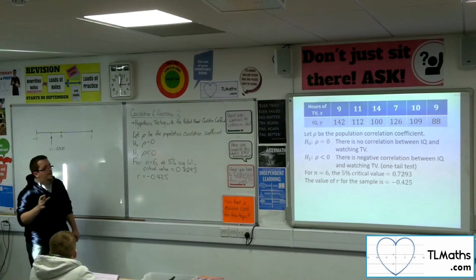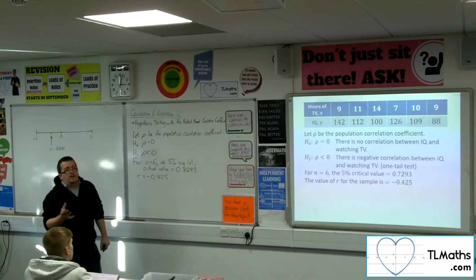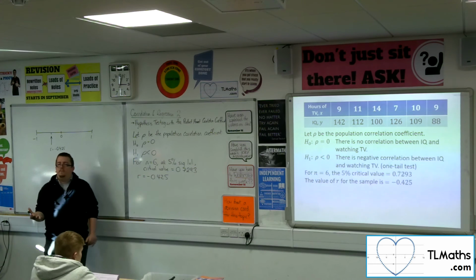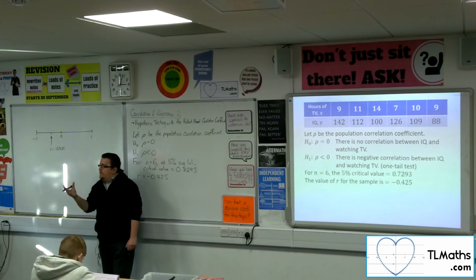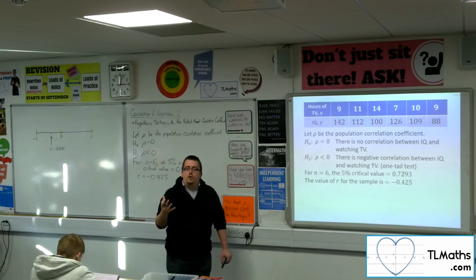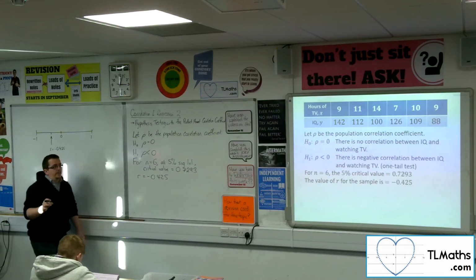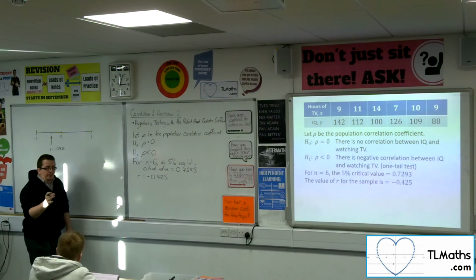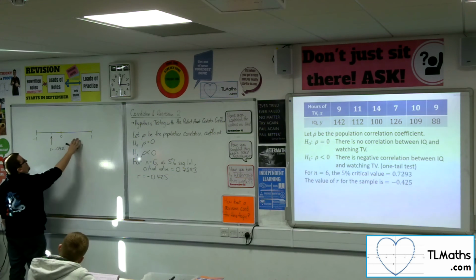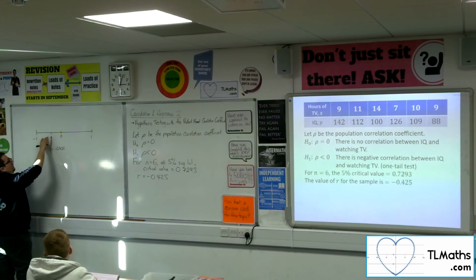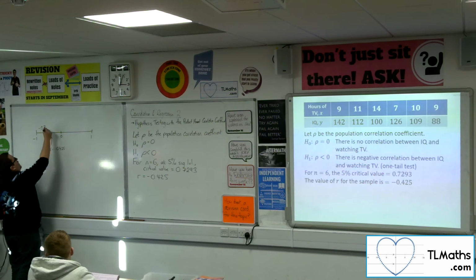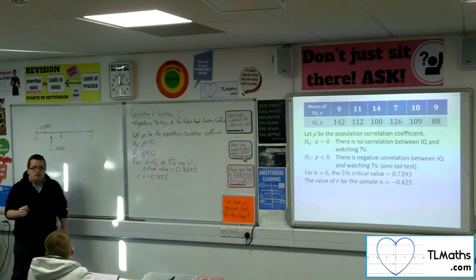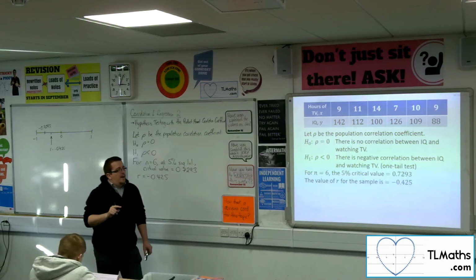Now, the critical value that you get, this 0.7293, do you notice that when you look at the tables, there are no negative values in there? There are no negative values in there for the population correlation coefficient, for the critical values. So how you use it is that the 0.7293, they're not just over here, but you can also interpret it using the negative of it over here. So our critical value is actually here at minus 0.7293.